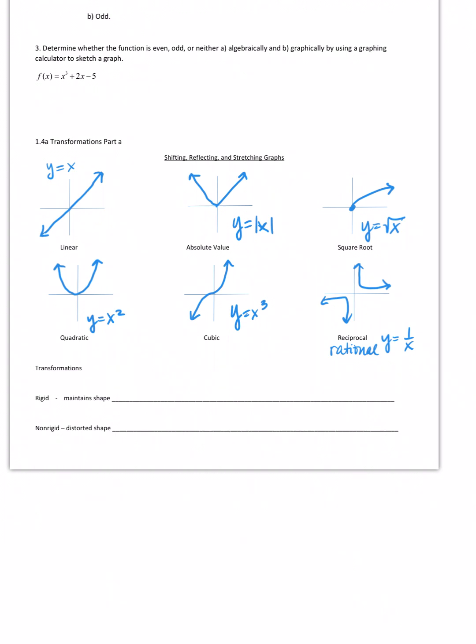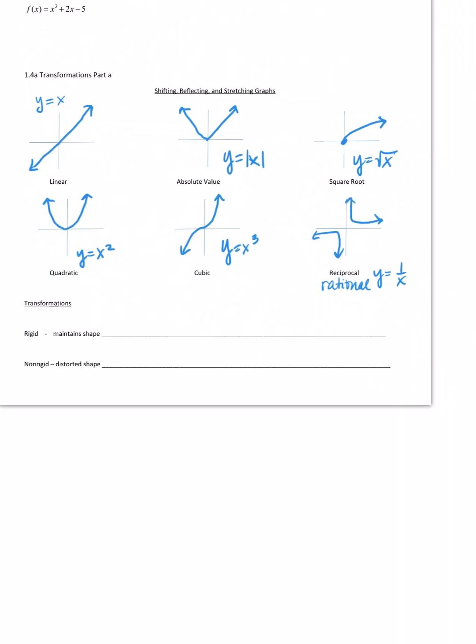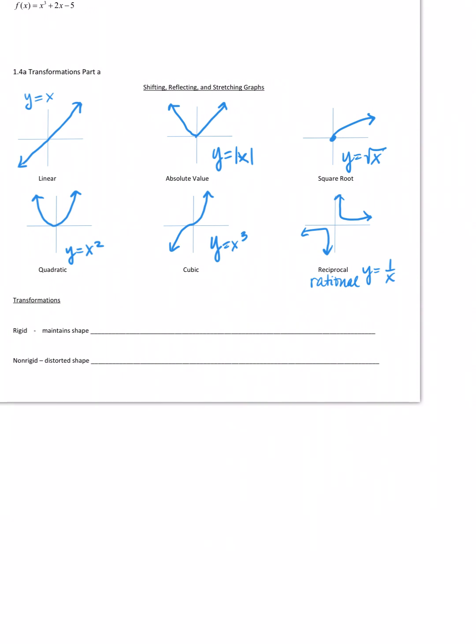And then some vocabulary about the transformations we're going to do. Okay, there's 2 kinds of transformations. There's rigid and then there's non-rigid. So rigid transformation means it maintains the shape. Doesn't mess with the parent function shape. So what is that? Well, that's like a horizontal shift, a left and right. We move it left and right.